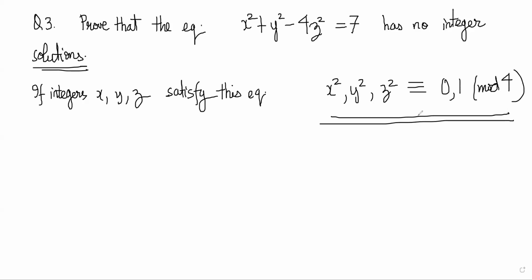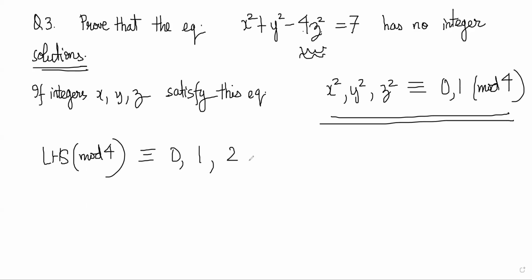So once we know that, we can basically take mod 4 on this side and mod 4 on the RHS also, right? If you take LHS mod 4, we know that 4z square is 0 mod 4 because 4 is multiplied with it. So the only possibilities here are 0, 1, or 2 mod 4.